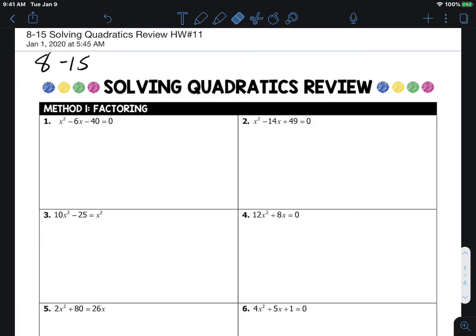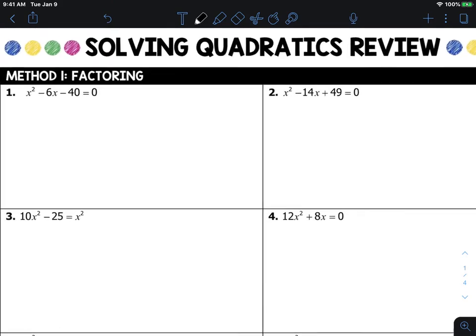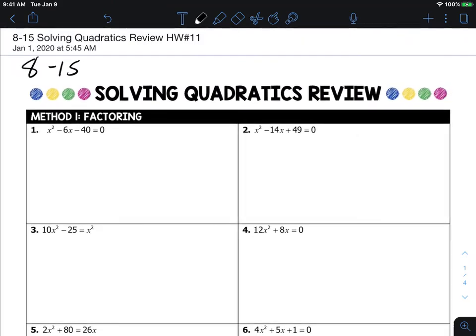Okay, so we're going to go over some quadratics review, solving quadratics review. So this is section 815 for us. And so what do we have to remember about factoring? Please remember that we are going to solve most factoring problems looking for a GCF first, and then trying to make sure that the problem's in standard form. Remember what standard form was?